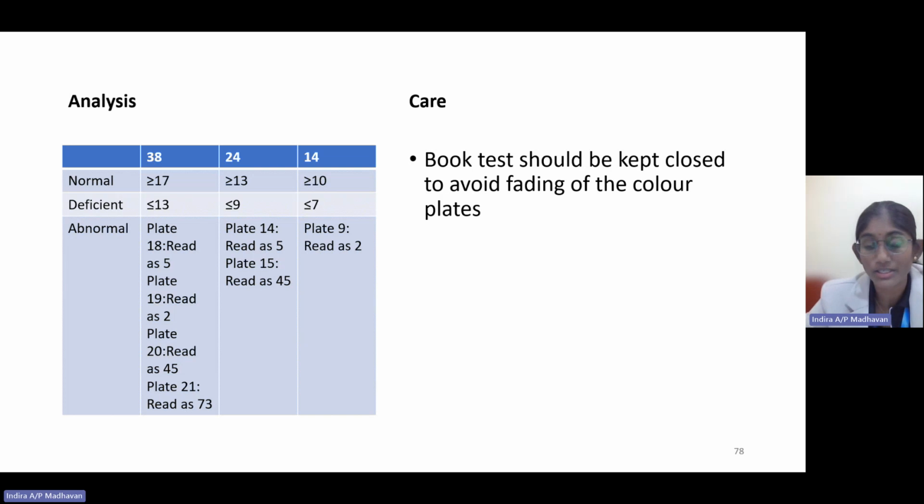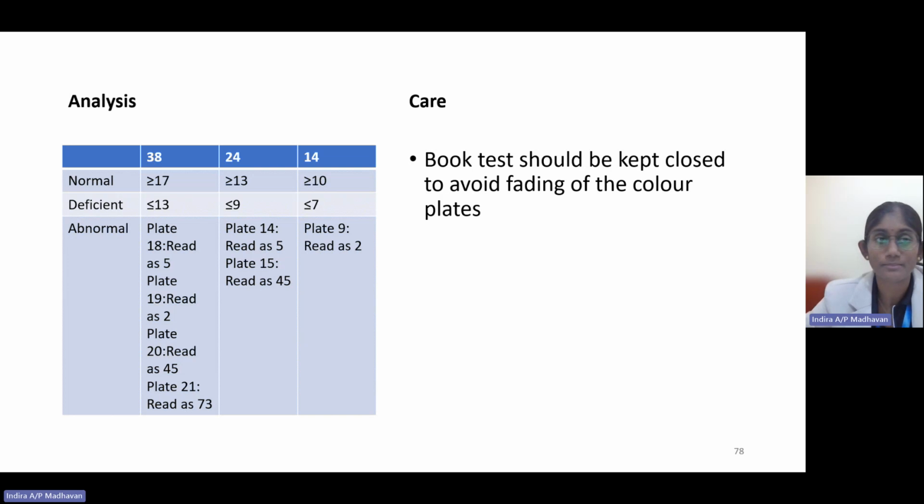So, analysis. If you are going for screening, you cannot do the recording one by one. So there is a shorter way of recording that is recommended by the creator of this Ishihara plate. A person who is normal should get more than 17 over 38 correct. For 24 plates, they have to get a score of 13 over 24 or more, and for 14 plates, 10 over 14. So they can only make about 4 mistakes.